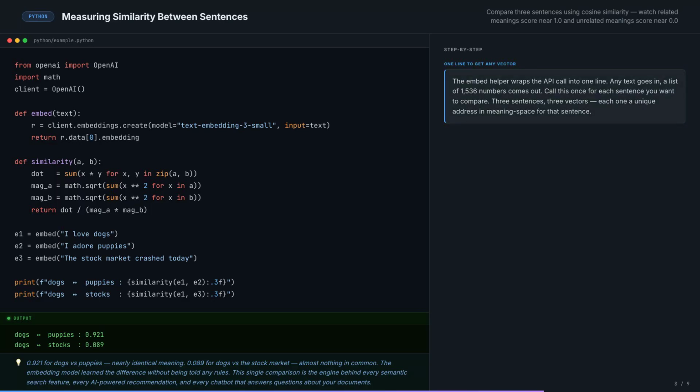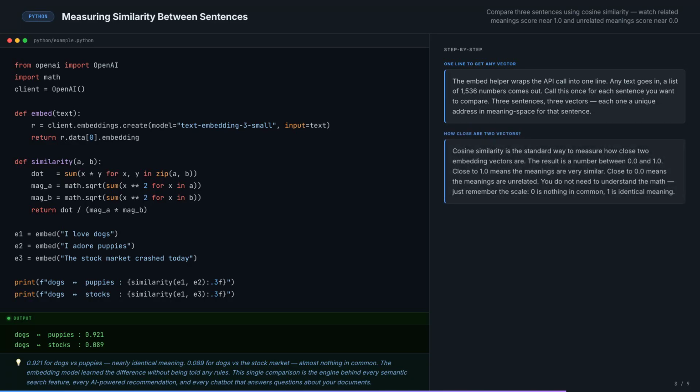Next, the similarity function answers how close are 2 vectors. It uses cosine similarity, which produces a score between 0.0 and 1.0. You do not need to understand the math at all. Just remember, close to 1.0 means very similar meanings. Close to 0.0 means almost nothing in common. That is the entire scale.